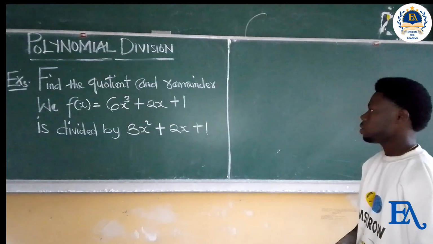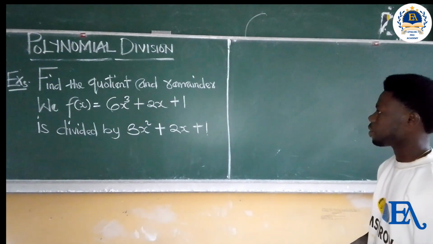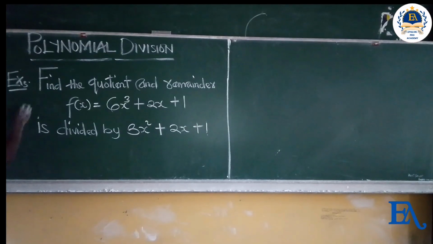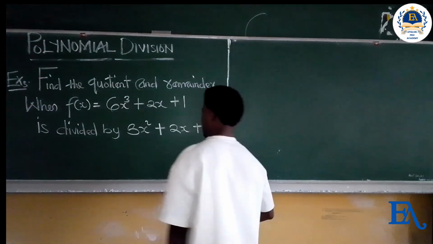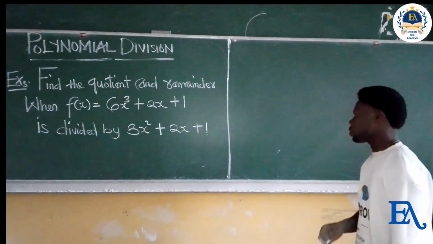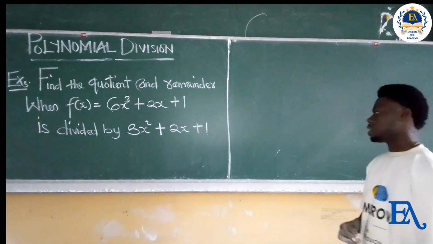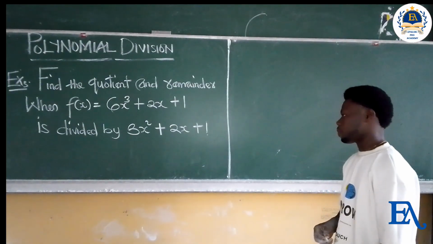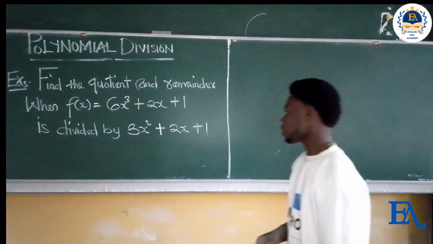Very simple. Find the quotient and remainder when f of x is equal to 6x cubed plus 2x plus 1 is divided by 3x squared plus 2x plus 1.